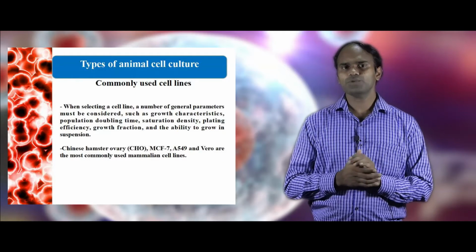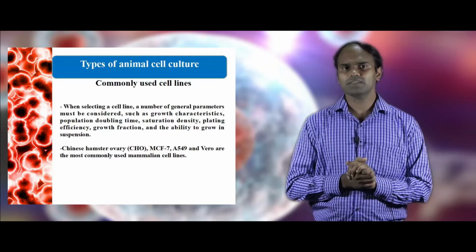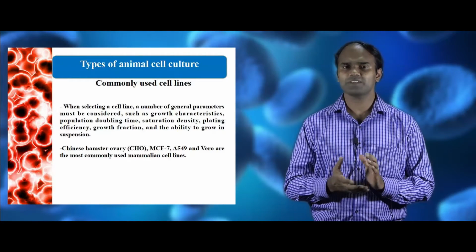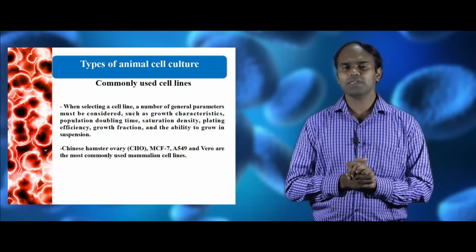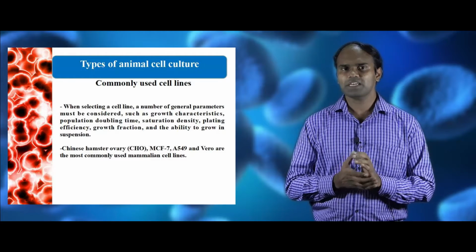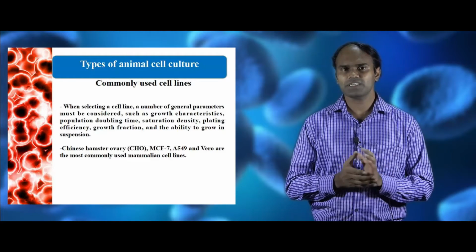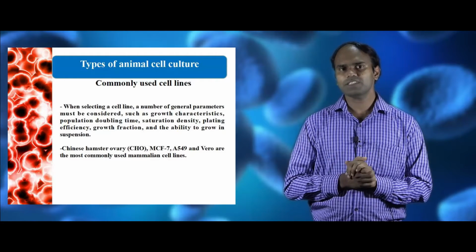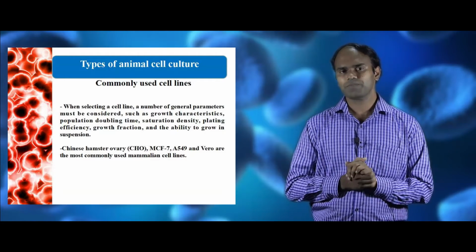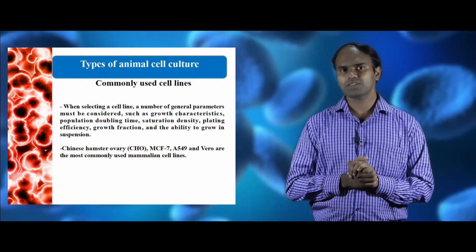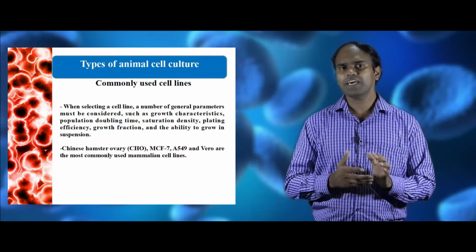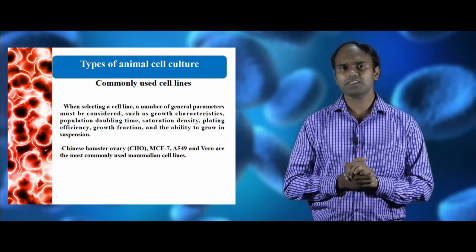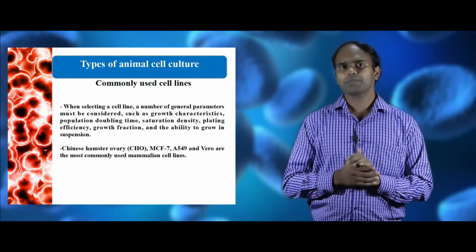And when we choose a cell line, we have to consider certain parameters. The parameters include growth characteristics, population doubling time, plating efficiency, saturation density, growth fraction and the ability of the cells to grow in suspension culture. Chinese hamster ovary cells, shortly CHO cells, A549 cells, Vero cells and MCF cells are the commonly used cell lines.